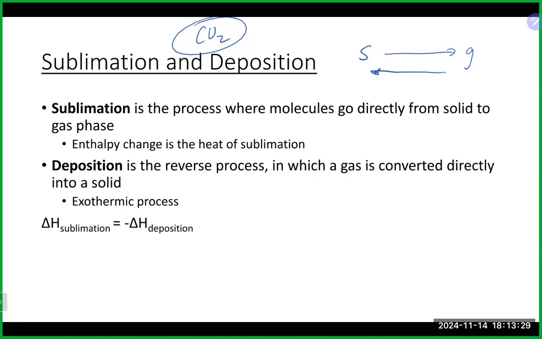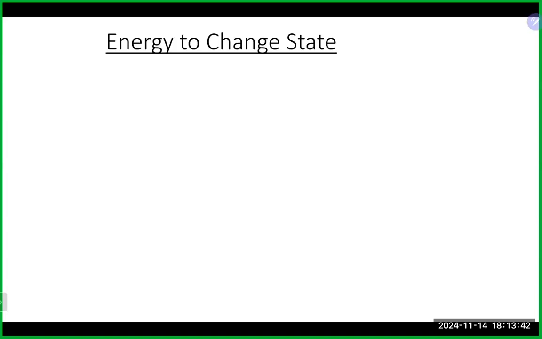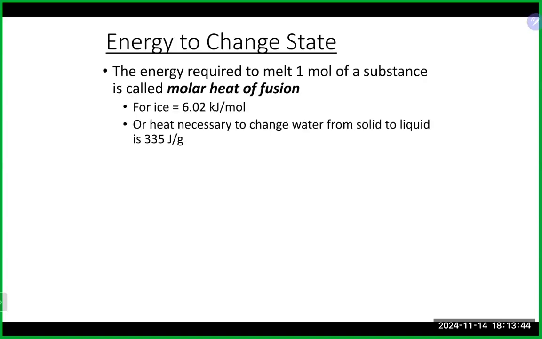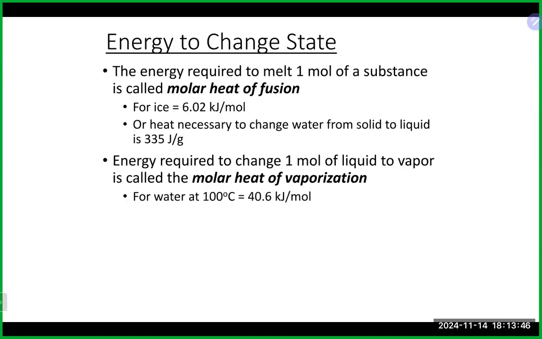There's also a heat of sublimation and heat of deposition. Since we're going directly from solid all the way to gas, that's basically your heat of fusion and heat of vaporization together, right? It's going to take you all the way from solid to gas. Now, as I mentioned before, the energy to change state is the molar heat of fusion and the heat of vaporization. We're not going to do too many calculations involving these, since technically we do this chapter, the heat energy chapter that they moved out of here, in the next class.